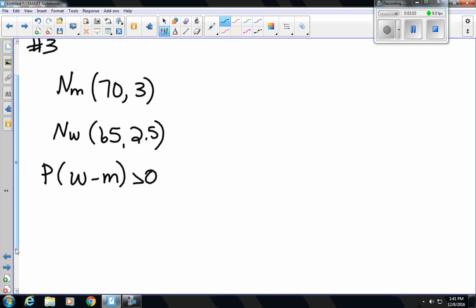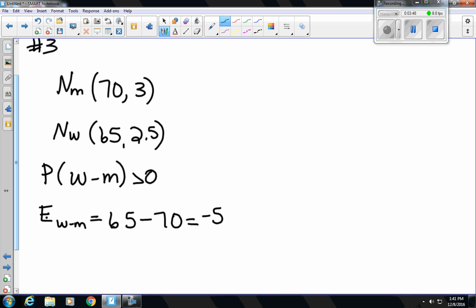Okay, so I need to do the expected value of women's heights minus men's heights. I'm not even going to call it X. I'm going to call it what it is, women minus men. Well, what's the mean for the women's height? 65, right? What's the mean of the men's height? And what is the expected value? -5. Got it.